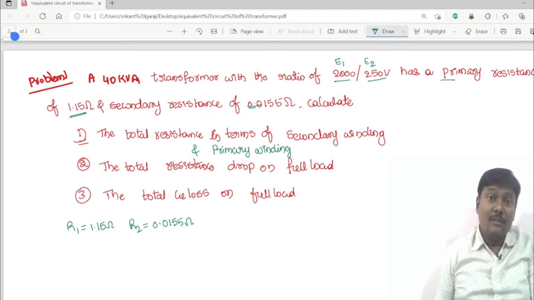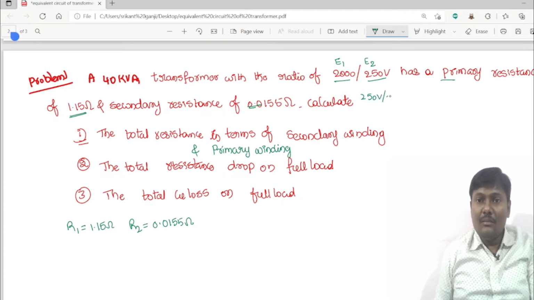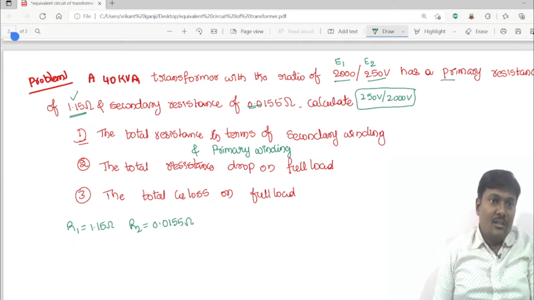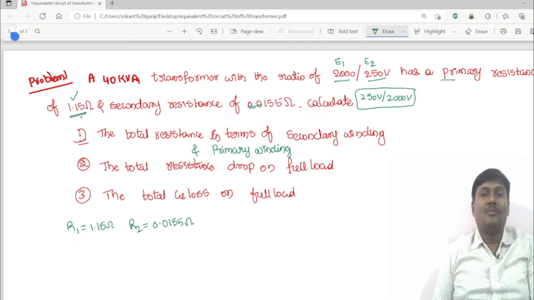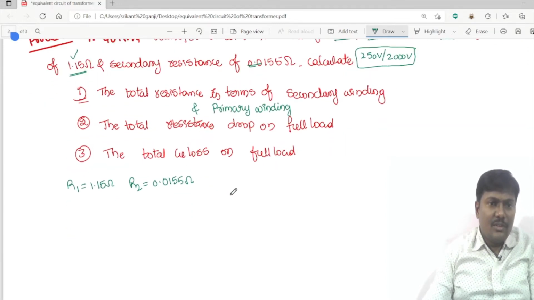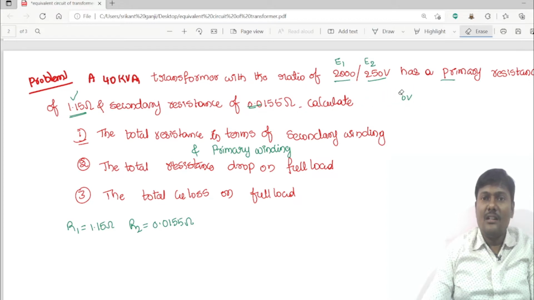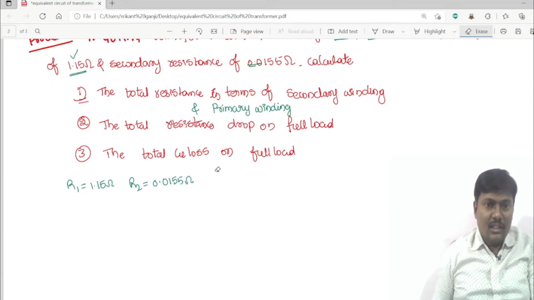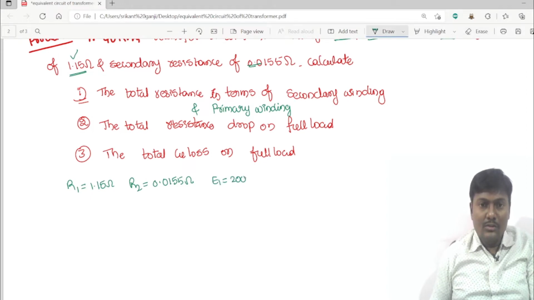Suppose in the problem he may confuse you if he gives 250 by 2000 volts. How can you choose the primary induced EMF as 250 or 2000? See the winding resistance. If the winding resistance is more, that means the induced EMF in the primary winding is more. If the winding resistance is less, the induced EMF in that side will be low. R1 is equal to 1.15. So that's why E1 is at high voltage, E2 is at low voltage. E1 is the primary winding induced EMF and this one is the secondary winding induced EMF. Now you can write E1 is equal to 2000 volts, E2 is equal to 250 volts.